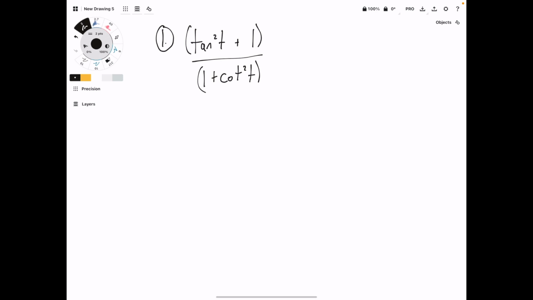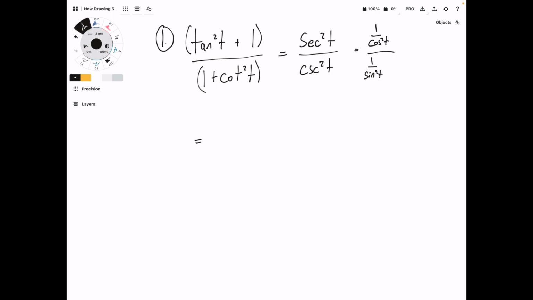So for question 1, we have tan squared t plus 1 over 1 plus cotan t. So we should immediately recognize that both of the top and bottom expressions are derived from one of the trig identities. The top part is equal to secant squared t, and the bottom is equal to cosecant squared t. Secant is 1 over cosine, so this is going to be 1 over cosine squared t, and then the bottom, cosecant squared, is going to be 1 over sine squared t.